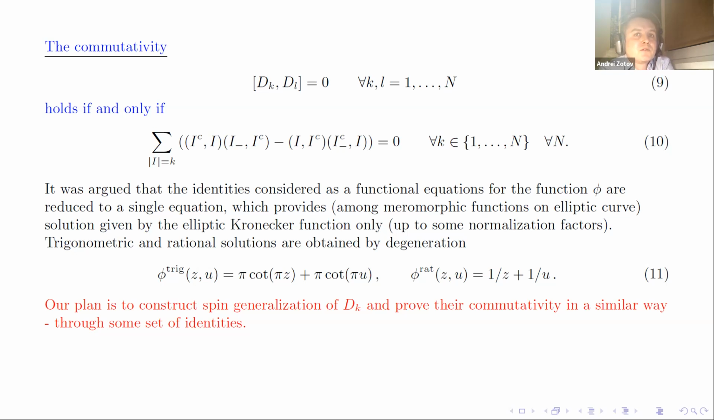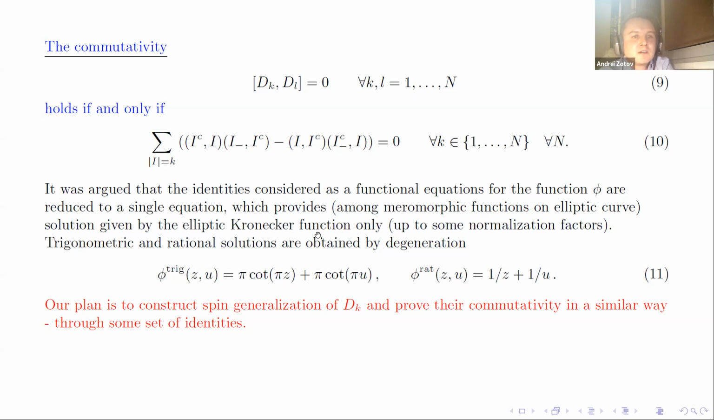And moreover, he showed that in a class of meromorphic functions on the elliptic curve, the solution given by the elliptic Kronecker function can be seen as a single one, up to some factors, some exponents, which don't change this function too much. And here are also trigonometric and rational versions for this phi function. They also satisfy this set of identities.